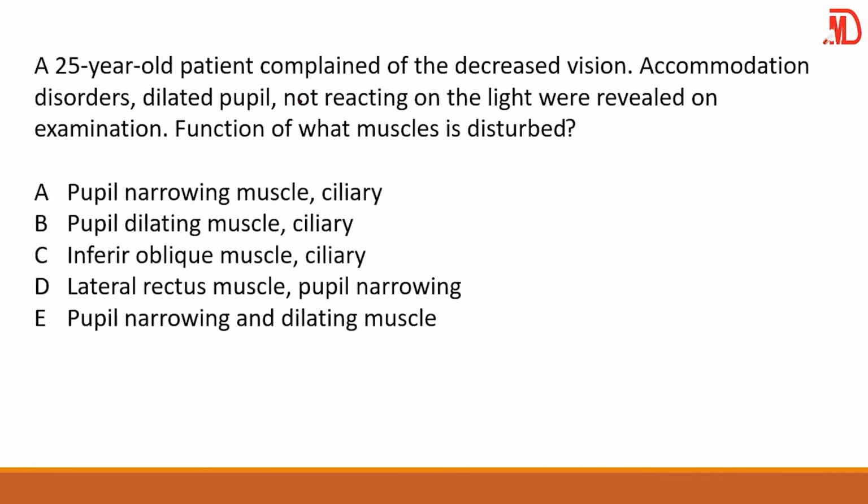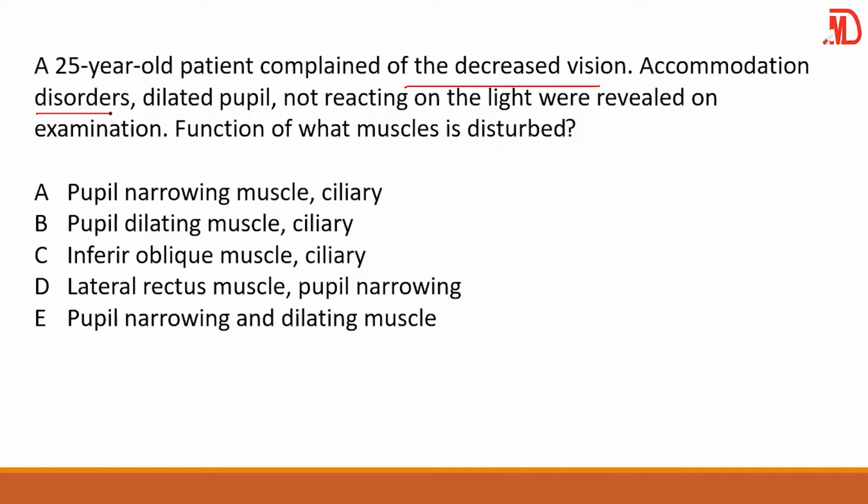A 25-year-old patient complained of decreased vision, that is, inability to see very well. Accommodation disorders. When we talk about accommodation, it is the ability of the eye to constrict and to relax when viewing far and near objects. Anytime someone is bringing an object closer to your eyes, immediately your pupils will begin to constrict because the object is coming too close. But when it's far, it dilates to be able to see very well.